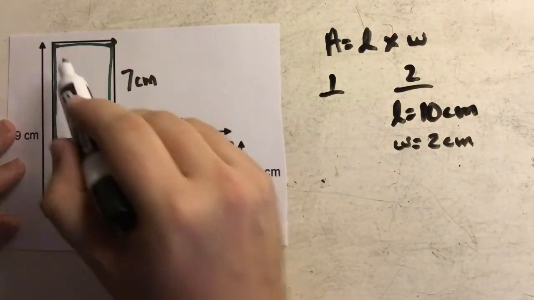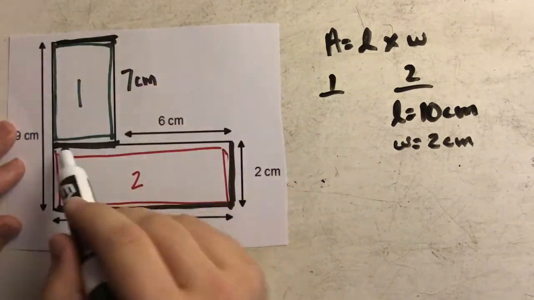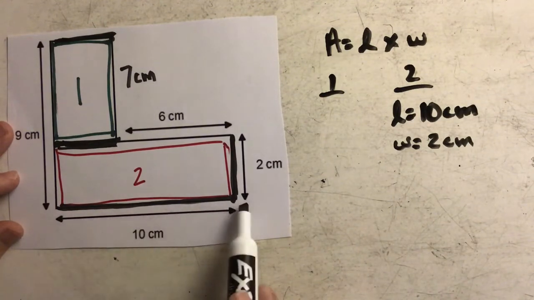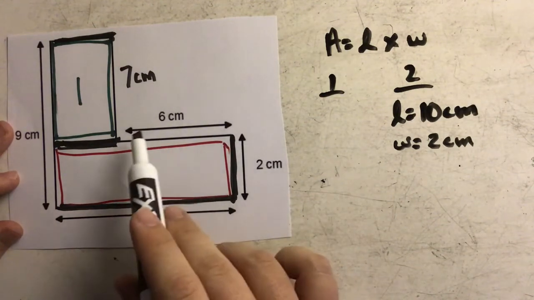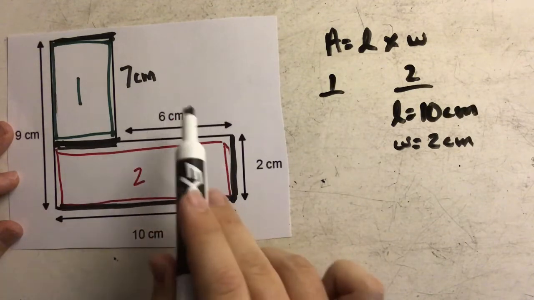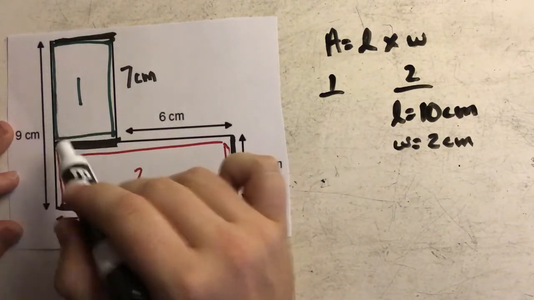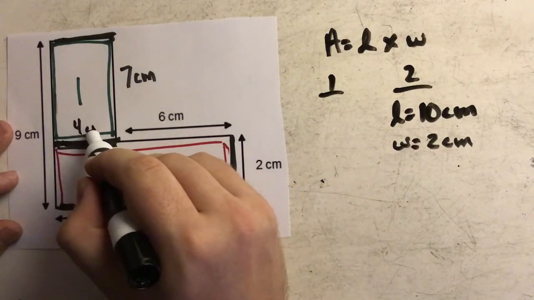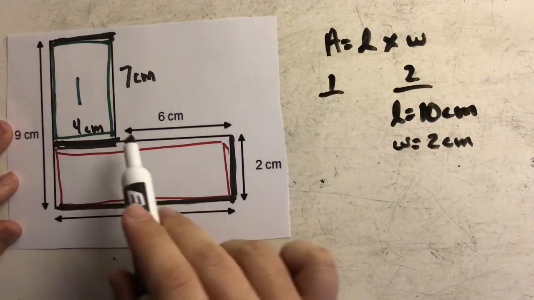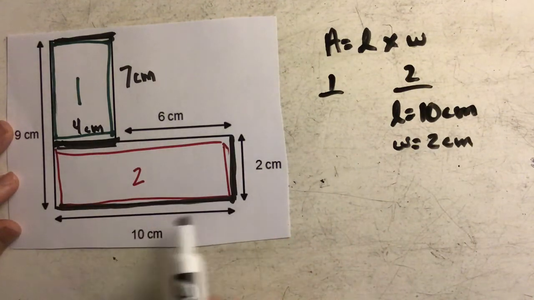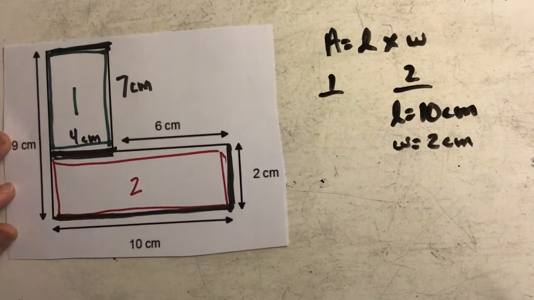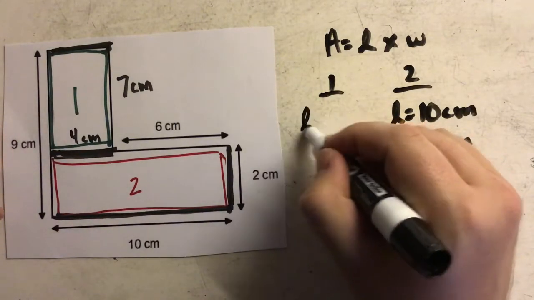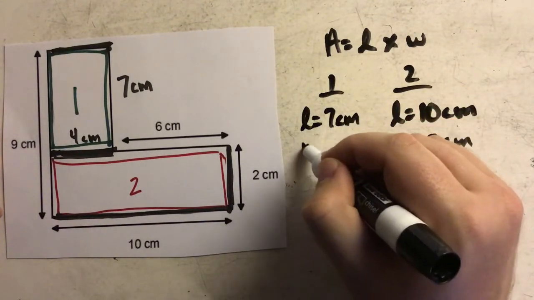And then same thing over here. I don't know what this length is or this width is, but I do know that this whole line down here is equal to 10 centimeters, and this section right here is equal to 6 centimeters. So this missing section must be the difference between 10 and 6. This has to be 4 centimeters. So 4 centimeters plus 6 centimeters would give me this total line of 10 centimeters. So my length and my width for my first rectangle is going to be 7 and 4.